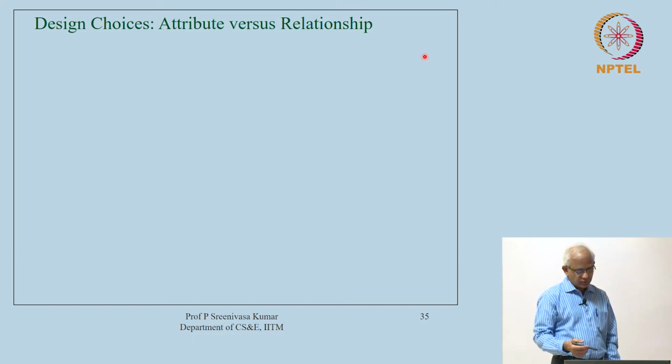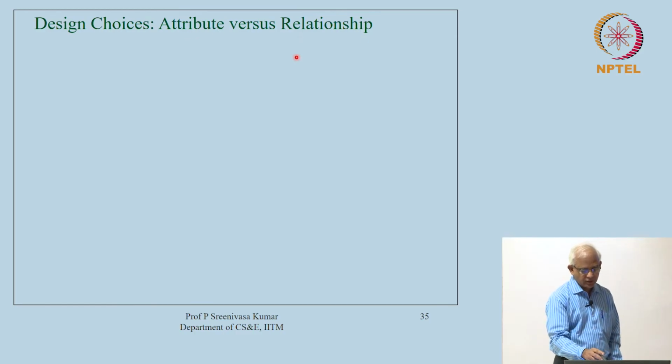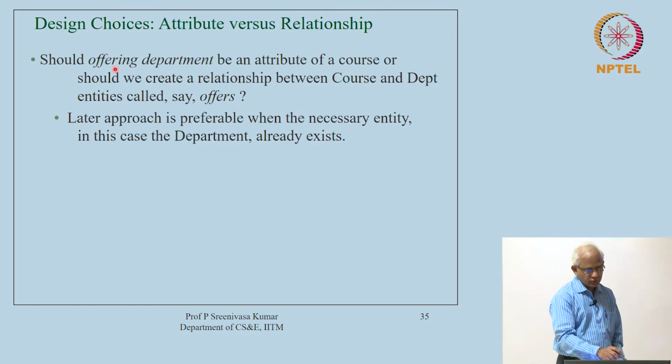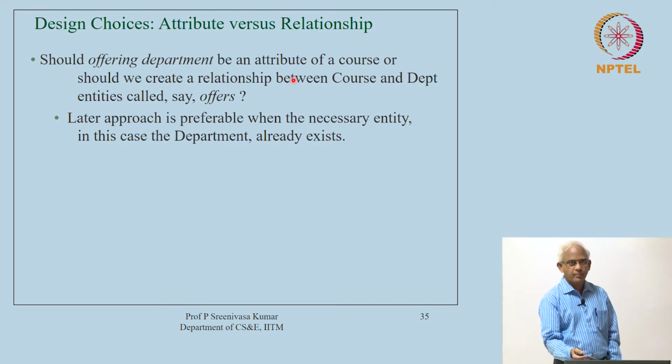To give a concrete example, this dilemma between attribute versus relationship. Should offering department be an attribute of a course, or should we create a relationship between course and department entities and call it offers? This is what we have done in the previous figure, but why should it be like that? Why can't we simply create an attribute for the course and call it offering department, and it will have a value, right? So then it indicates what is the offering department. So we will be done with that. Why should we go for a relationship?